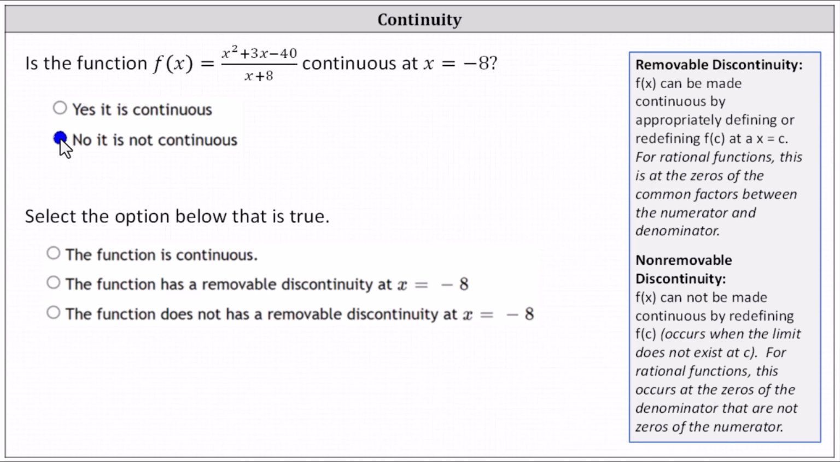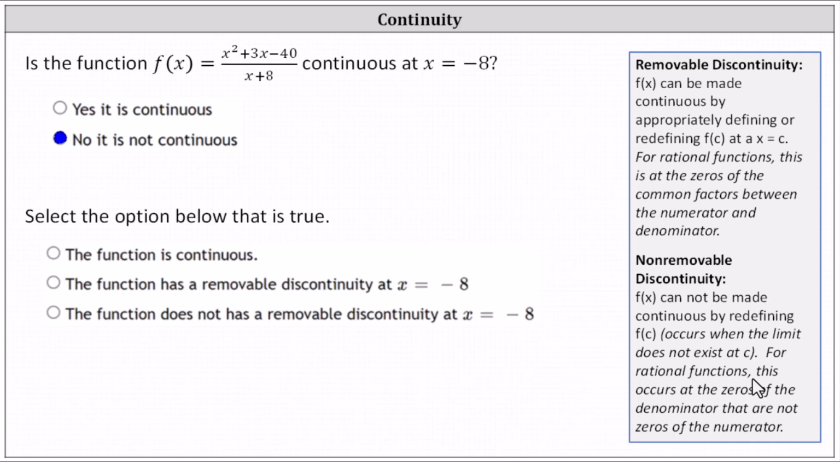If f of x can be made continuous by appropriately redefining or defining f of c at x equals c, then f of x has removable discontinuity, which means if a function has a hole, it has removable discontinuity. For rational functions, removable discontinuity occurs at the zeros of the common factors between the numerator and denominator. For non-removable discontinuity, f of x cannot be made continuous by redefining f of c. For rational functions, this is when we have vertical asymptotes, and the vertical asymptotes occur at the zeros of the denominator that are not zeros of the numerator.